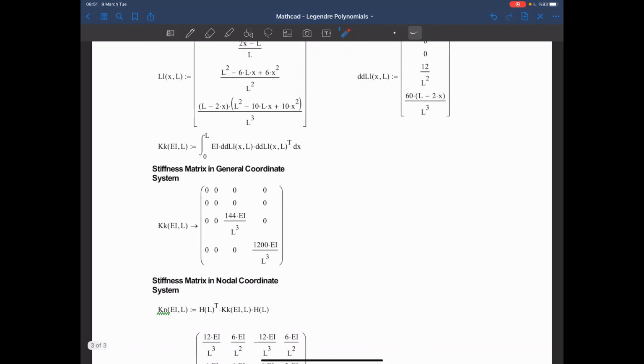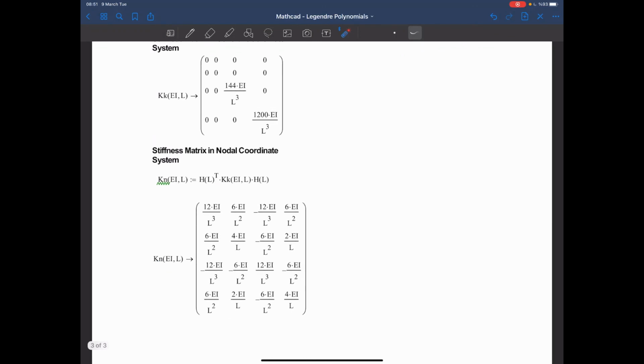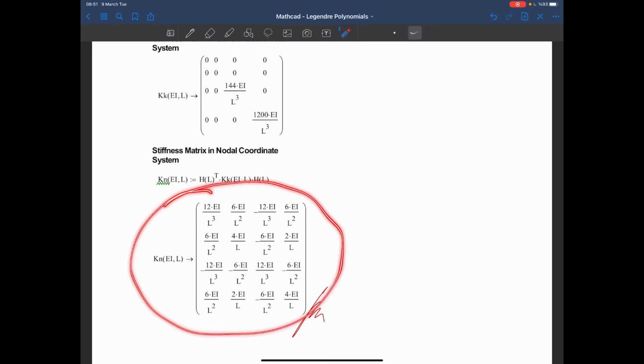In order to do that, we will just use the transformation that we derived again in the variational formulation: the transformation matrix transpose multiplied by the stiffness matrix times the transformation matrix itself. And at the end of the day, again, we get our final stiffness matrix. And this is also the same matrix that we obtained with the Hermitian polynomials, the same matrix that we obtained with the stiffness matrix derivation.